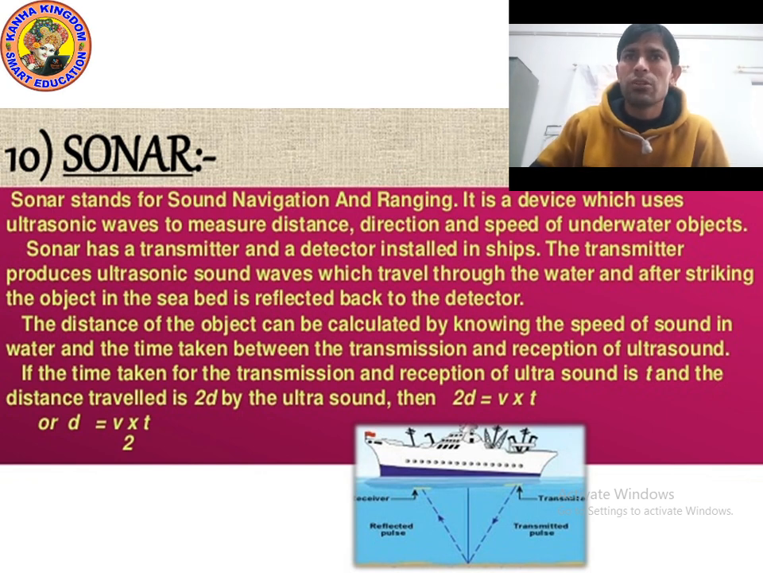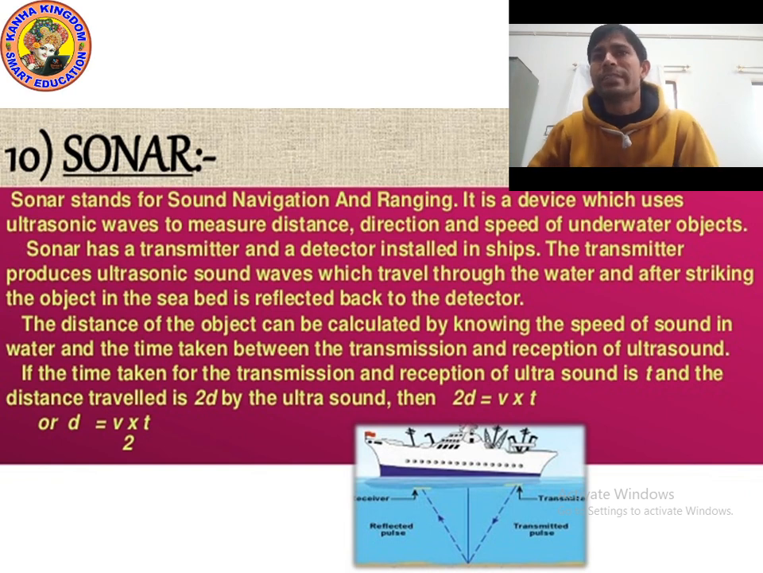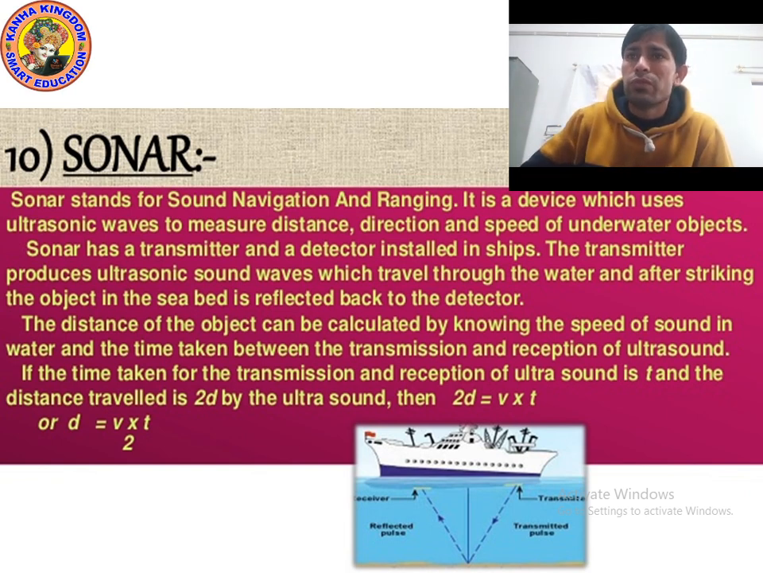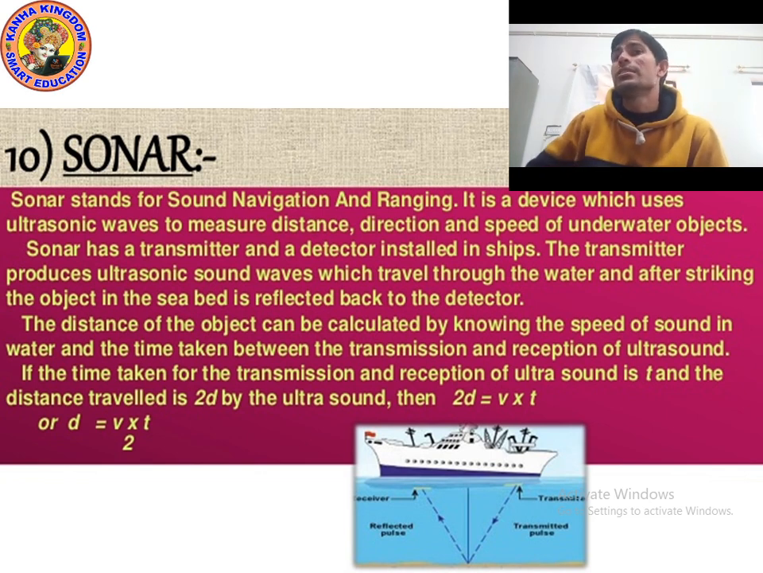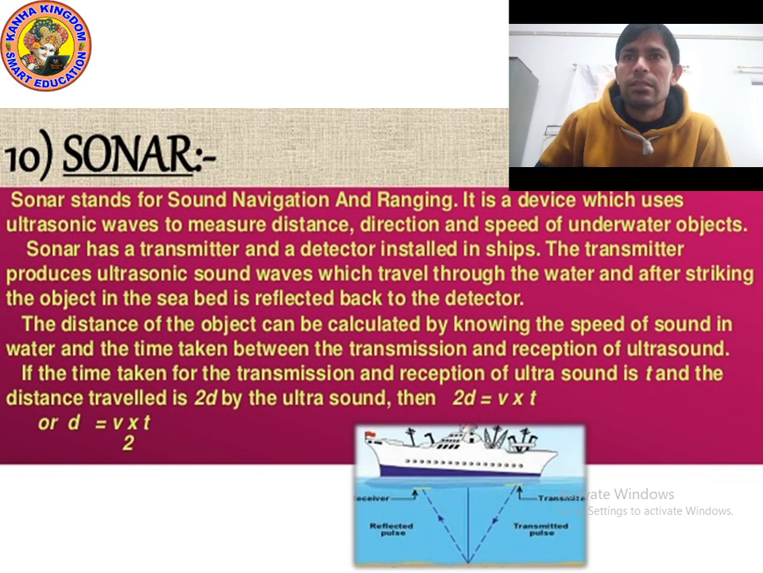So what happens actually, sonar has a transmitter and a detector installed in the ship. The transmitter produces ultrasonic sound waves, which travel through the water, and after striking an object in the seabed, they are reflected back. The reflected sound waves are detected by the detector installed in the sonar. Yes, so in this way it can be easily calculated what the distance actually is.